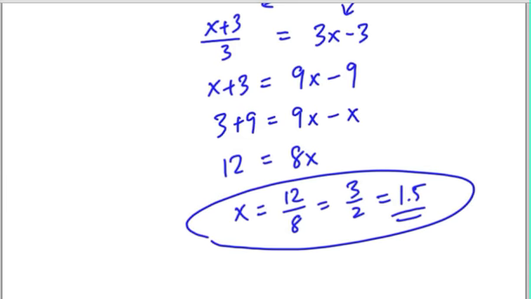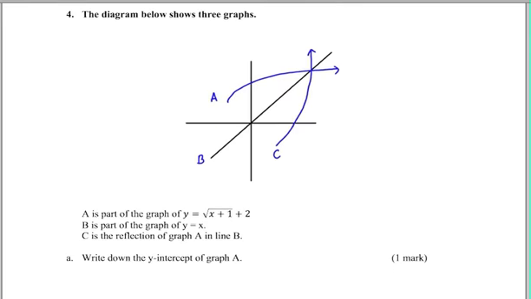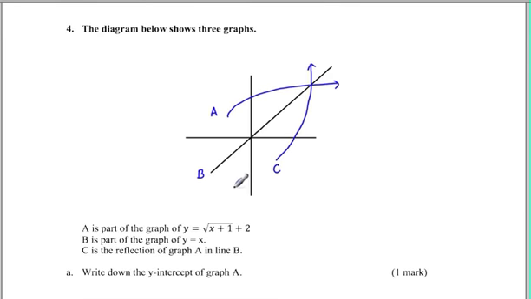All right, let's move on to the next one. All right, so this was a really, really good, interesting question, number 4, which you really need to understand. Okay, so let's take a look at this question. A is a part of the graph of y equals, I'm just going to write this down, y equals square root of x plus 1 plus 2. Okay, so that's A right here.